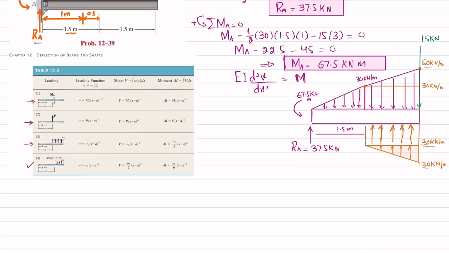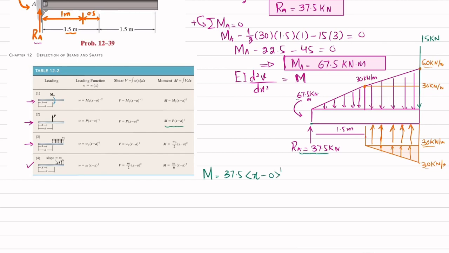Now we will use this table in order to find the moment equation. So I will write it. You can see first we will take this RA, 37.5, that is a point load. So you will consider this moment equation: M is P into x minus a. So P will be 37.5 into x minus. Now here a is equal to 0, because it will act from this starting point. So x minus 0 power 1.